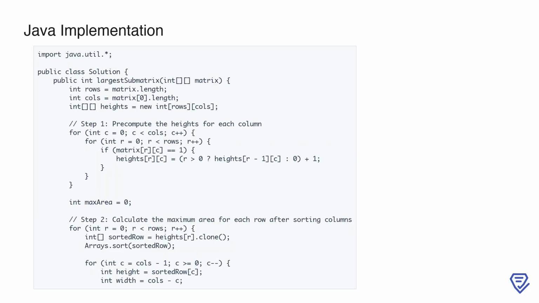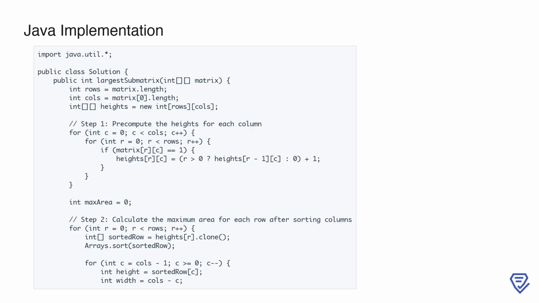Here we start by importing the necessary packages and defining our solution class. The main method we are implementing is largestSubmatrix, which takes a binary matrix as input and calculates the largest possible submatrix area after rearranging the columns. First, we determine the dimensions of the matrix and initialize an auxiliary heights array to store the height of consecutive ones in each column. The algorithm begins by pre-computing these heights.